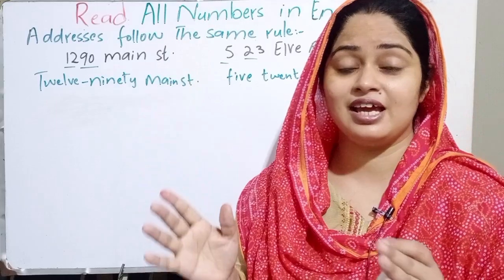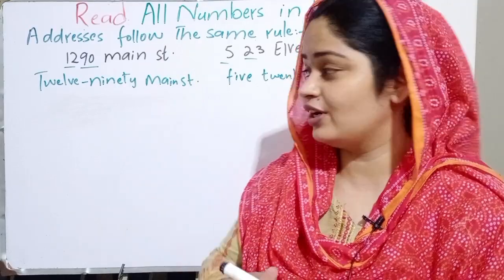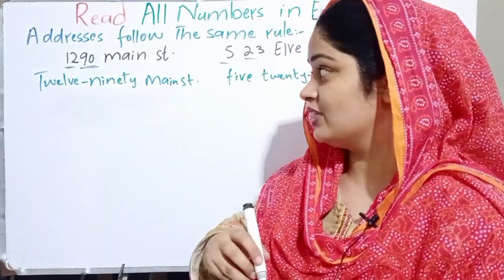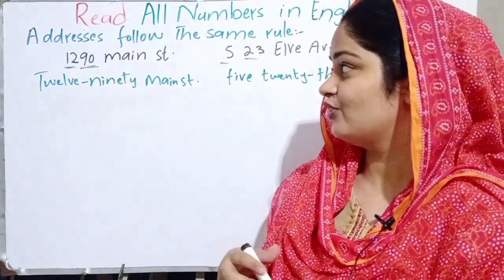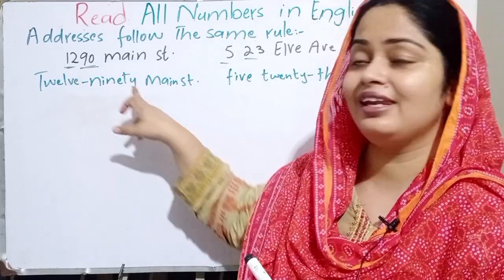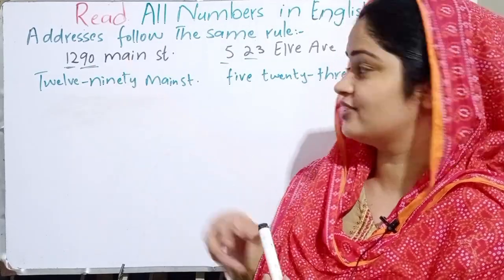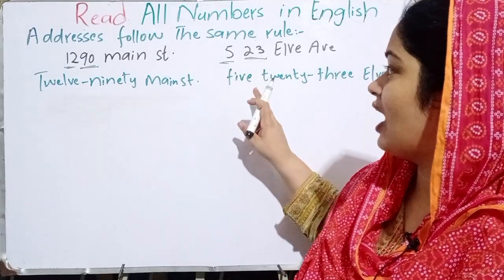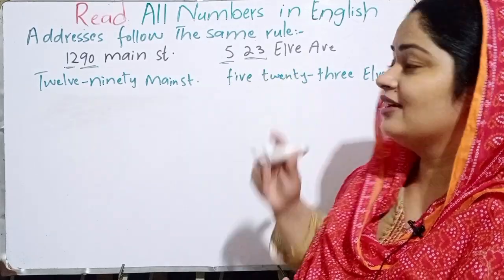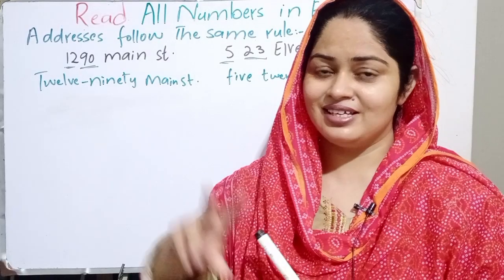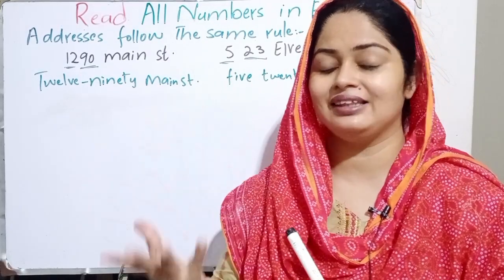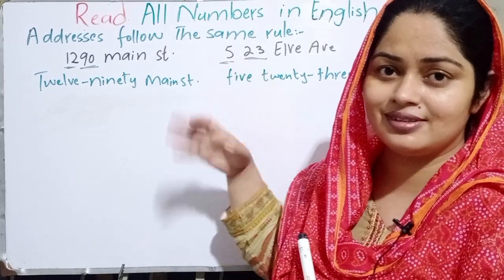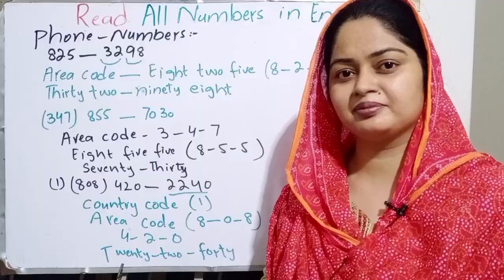Addresses follow the same rule as years. We have to separate these into two parts, first two and last two. For example, 1290 Main Street, separate it into two parts like the years. 523 Elf Eve, separate it into two parts and then read twelve ninety, five twenty-three. Same rule as the years.